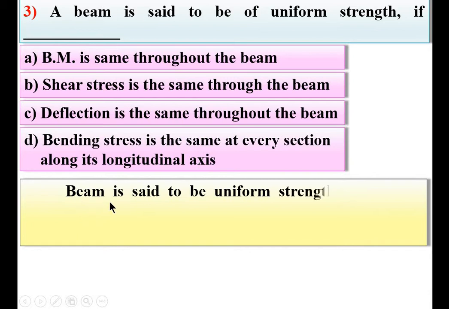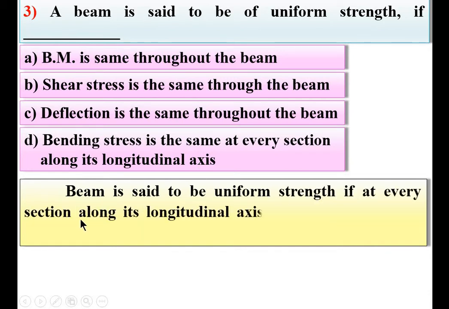So look at this note. A beam is said to be of uniform strength if at every section along its longitudinal axis the bending stress is the same. In short, for uniform strength of a beam, at every section along the longitudinal axis the bending stress should be the same. So D is the right answer.